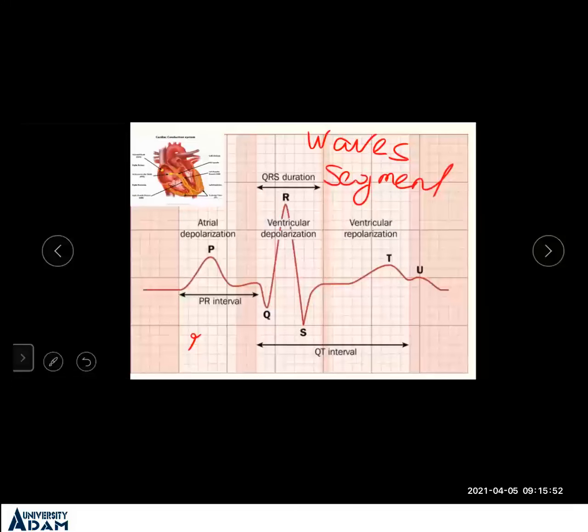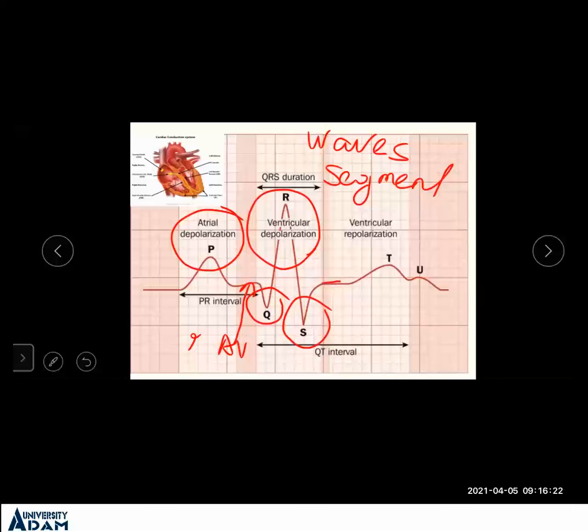So understood, students? P wave shows us depolarization of atriums. AV node we see as PQ segment here. Q is the depolarization of interventricular septum. R is depolarization of apex of heart. S is depolarization of lateral wall of heart. And then after depolarization, there will be T wave.